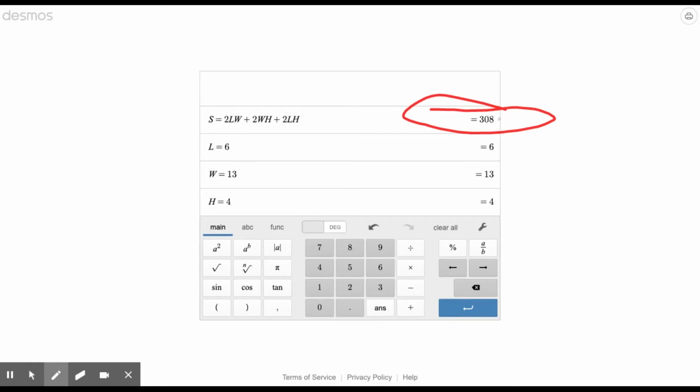Our units are going to be inches squared because all this length, width, height, those were all inches. We took them times each other, inches times inches. So that's going to give us 308 inches squared. And I'll write that on the paper in the next video for you.